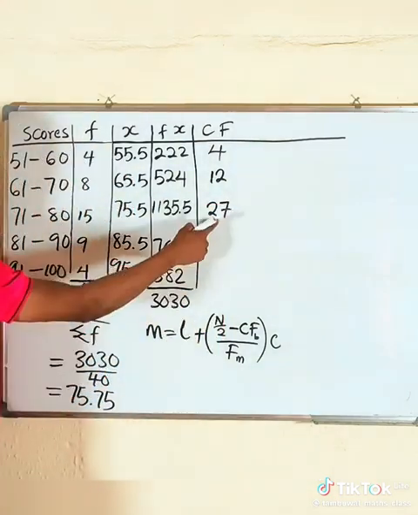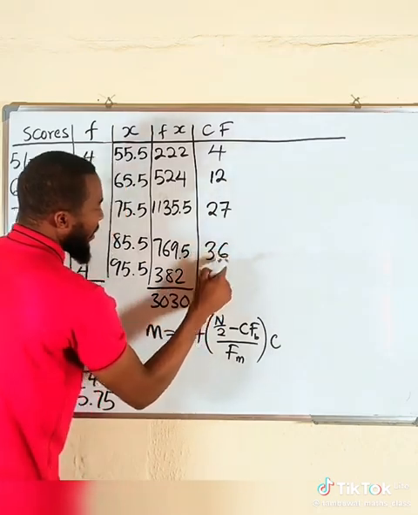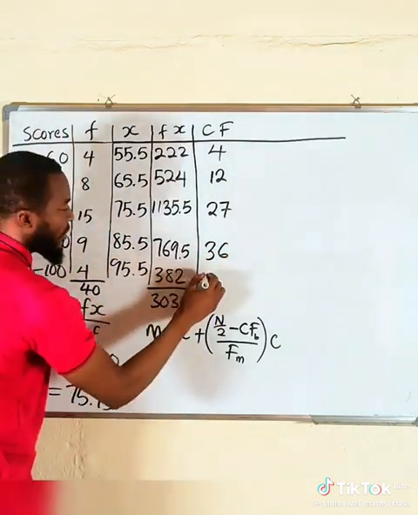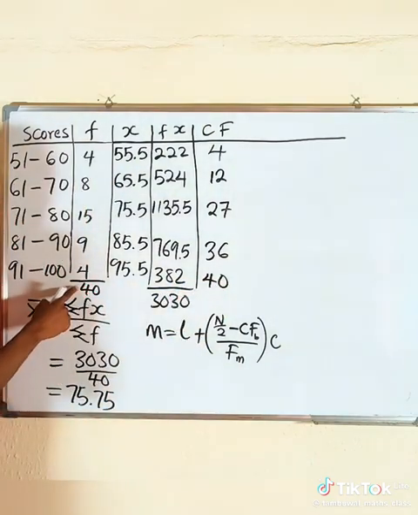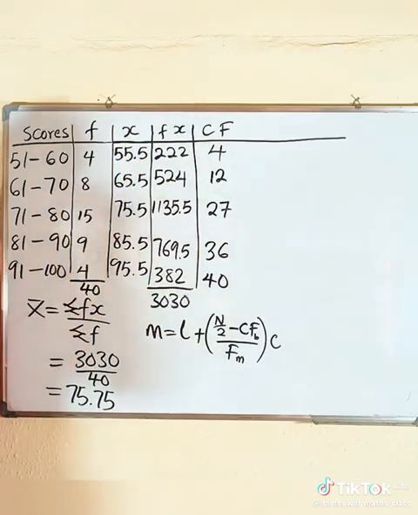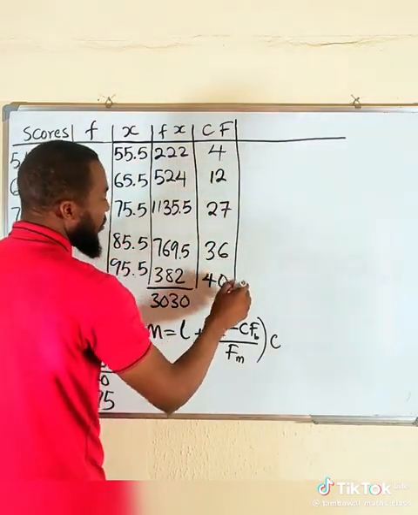27, and 27 and this one will give us 36. Then 36 plus 4 will give us 40. If you do that correctly, this 40 will always correspond to the summation of f, which means that this is correct.